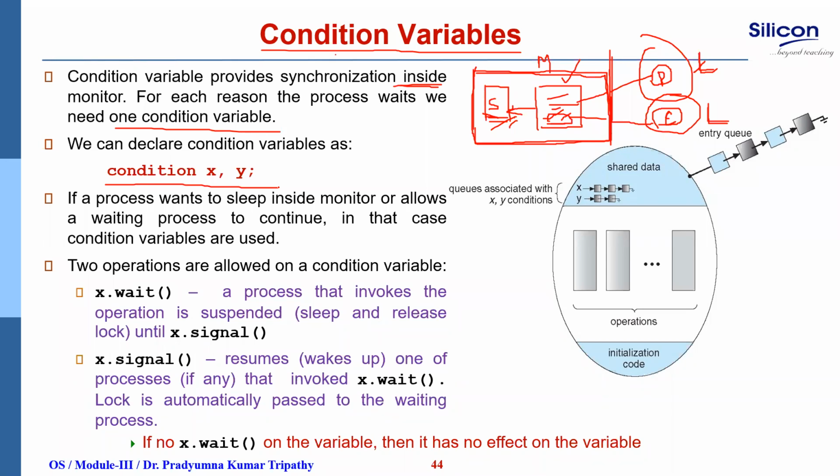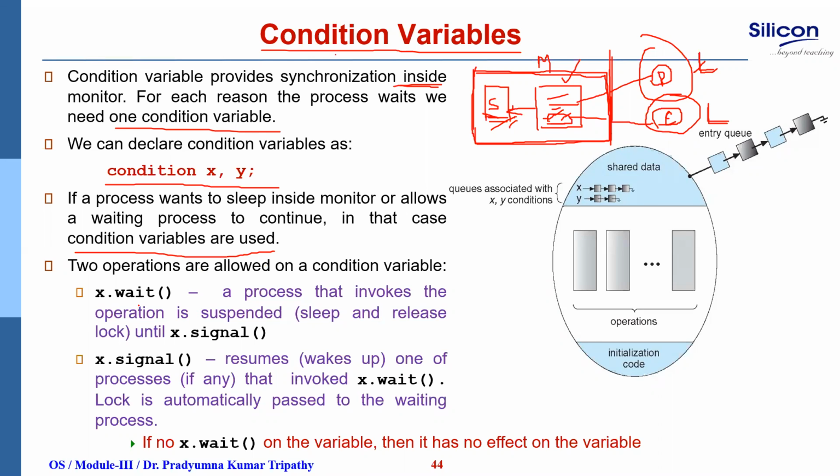If a process wants to sleep inside a monitor, and we need to allow a waiting process to continue, condition variables are used. What is the example that I have given? The consumer is sleeping, or the producer is waiting. In that case, the condition variable will help us.